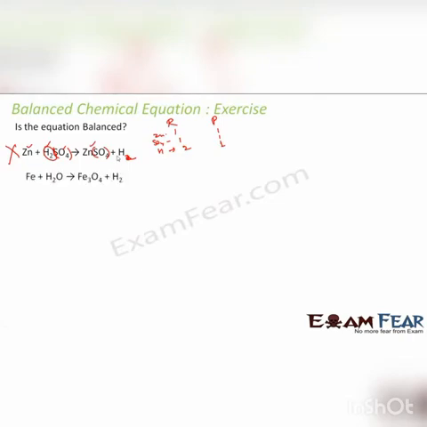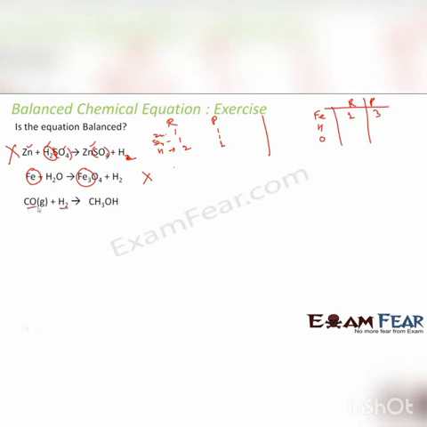Let's take this example. Fe plus H2O equals Fe3O4 plus hydrogen. Here also we have, let me write here, iron, hydrogen and oxygen. The number of iron atoms in reactant is 1, in product is 3. So iron itself is not balanced, so we don't need to check other things. We can say that it is not balanced because the iron itself is not balanced.